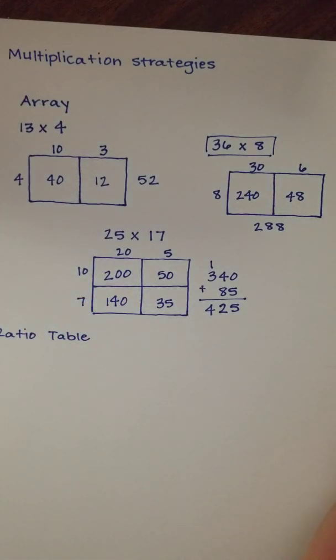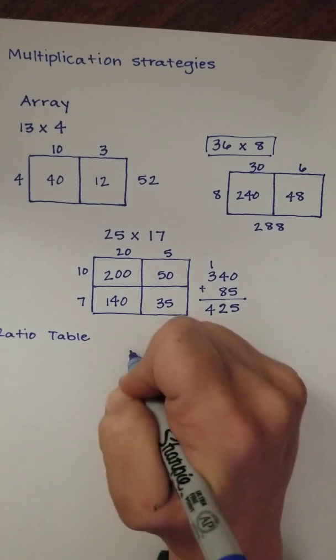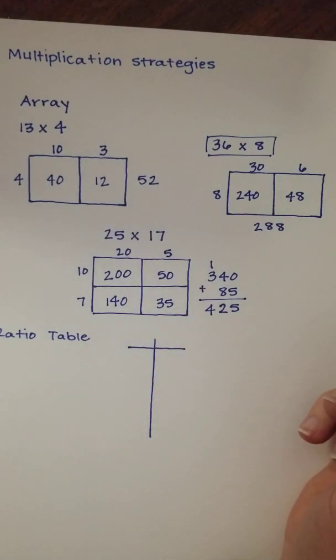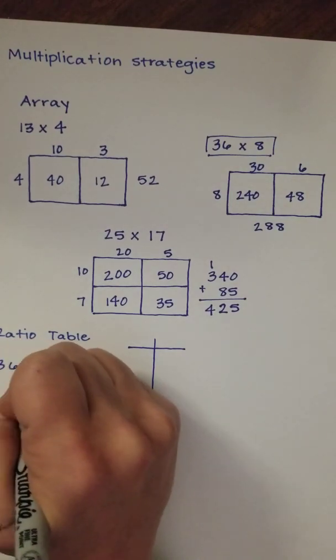The thing about a ratio table is you do not need to count from 1 all the way up to 36, and I'll show you how. I'm multiplying 36 times 8. I'll even write it down here so we remember. 36 times 8.